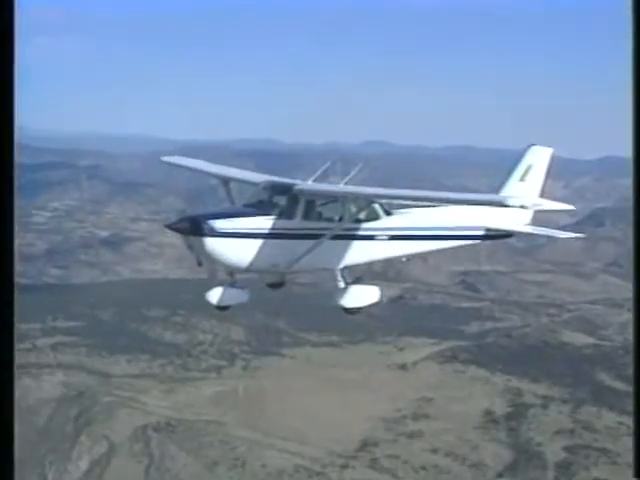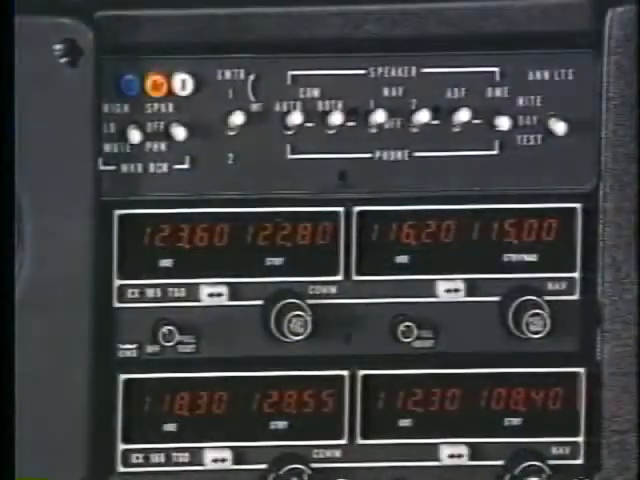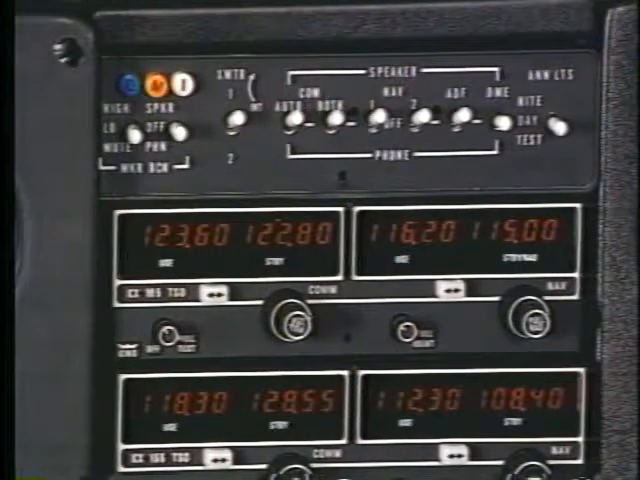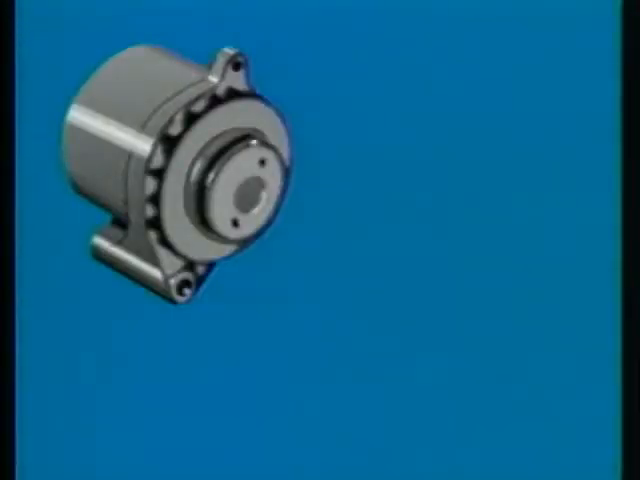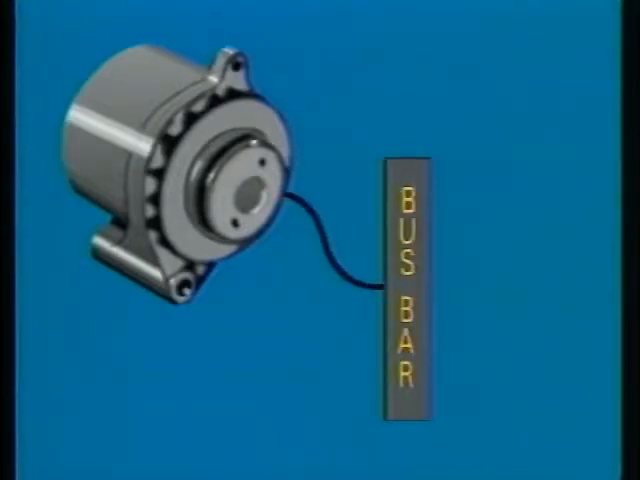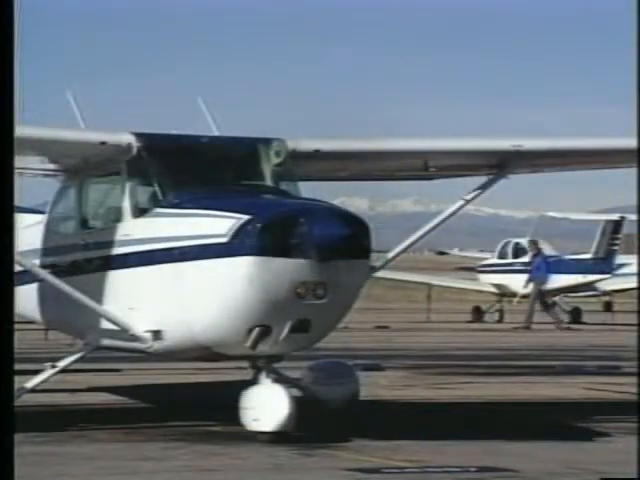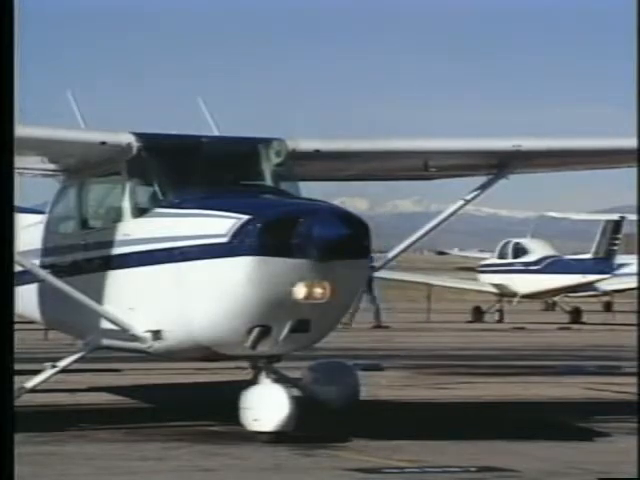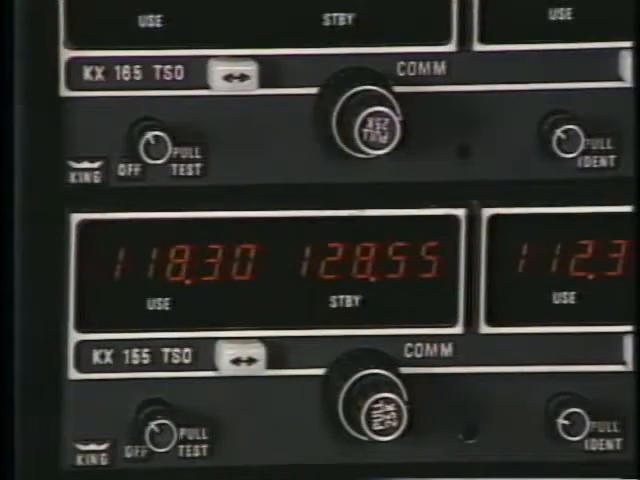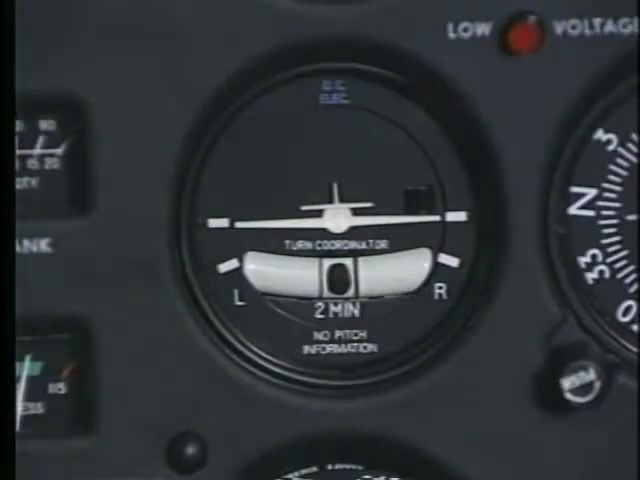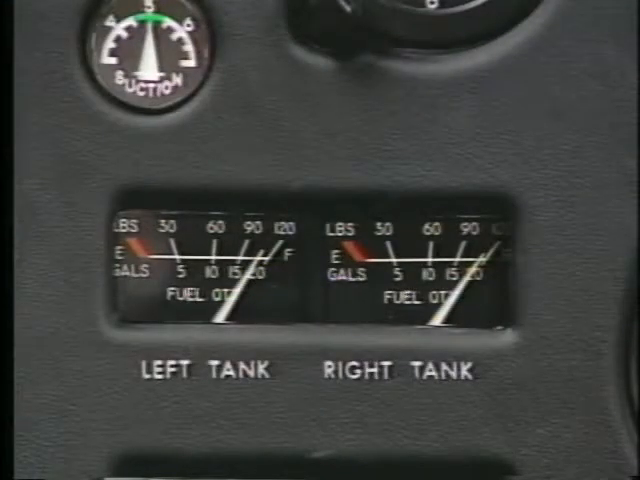Now let's turn our attention to how the airplane's electrical system provides the power to run the avionics and electrical equipment. Most modern airplanes derive electrical energy from an engine-driven alternator, which produces alternating current and converts it to direct current. The direct current is then delivered to a bus bar, which distributes the power to the various electrical equipment. This typically includes, among other things, various lights, the radios, the turn coordinator, and gauges.